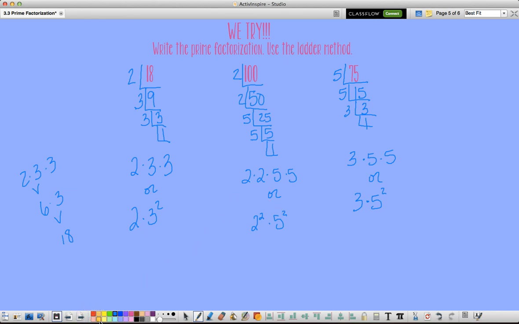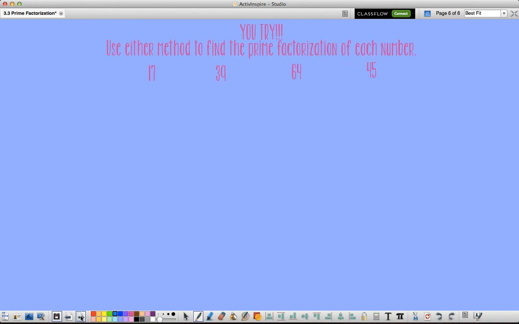All right, so you have a couple of you-try problems. Again, I'm asking that you try to use both methods to really make sure that you get that practice. And know that if the number is prime, that it's only going to have 2 numbers to multiply together. Just a little hint there for you.